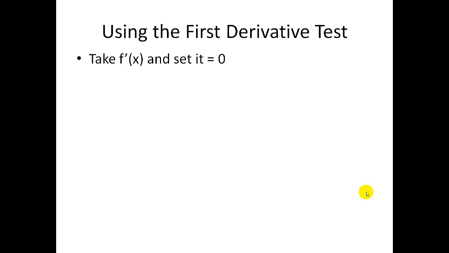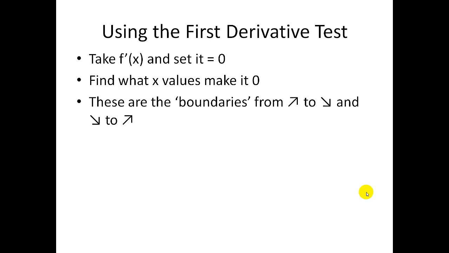First, we're going to take the derivative of the function, so we take f prime of x and set it equal to 0, because interestingly enough, it's where the function is constant that represents where it changes from increasing to decreasing or vice versa. So step 1, take the derivative, set it equal to 0. Step 2, find what values of x, what input values, actually make that derivative 0. Those are the points where the function is constant, and again, they represent transition points. These are the boundaries from increasing to decreasing or decreasing to increasing.